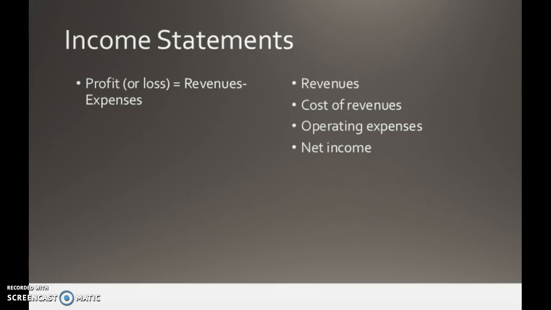The second financial statement, the income statement, is sometimes called a profit and loss statement because its description of revenues and expenses results in a figure showing the firm's annual profit or loss. Profit or loss equals revenue minus expenses. A balance sheet shows the financial condition at a specific point in time. An income statement shows the financial results that occurred during a period of time, such as a month, quarter, or year. The income statement is divided into four major categories: revenues, cost of revenues, operating expenses, and net income.